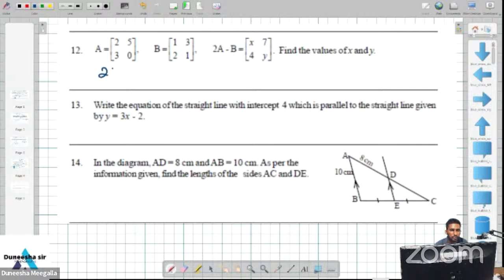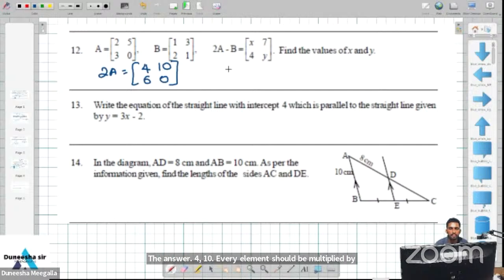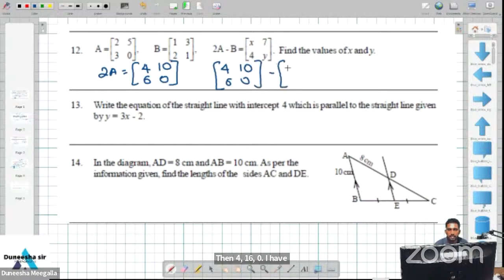Look, how do we get 2a? 2a equals 4, 10, 6, 0. Every element should be multiplied by 2. Okay. Then you have to subtract b. Here b is 1, 3, 2, 1. What is the answer?